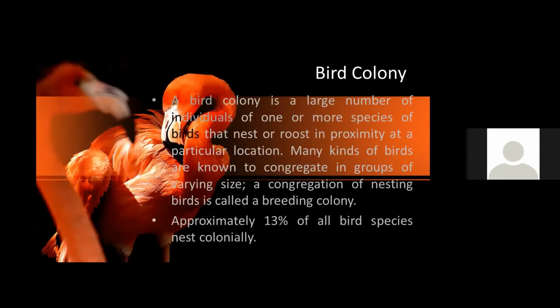Now let's see into bird colonies. A bird colony is a large number of individuals of one or more species of birds that nest or roost in proximity at a particular location. Many kinds of birds are known to congregate in groups of varying size. A congregation of nesting birds is called a breeding colony. Approximately 13% of all bird species nest colonially.